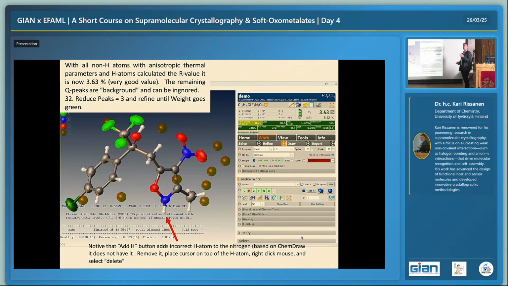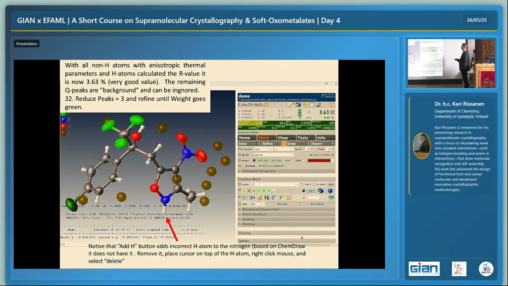So this means an error, 100 minus this number is the percentage correct. So the idea is that it's now 96% correct. And it's really difficult to get lower because there are always some faults in the data. So this is our R value, which is a very good value. And now the remaining peaks here are background. We don't have to worry about it. We have all the atoms.